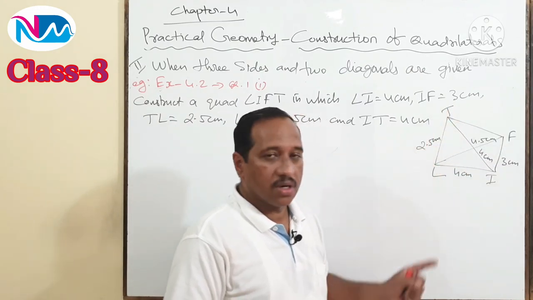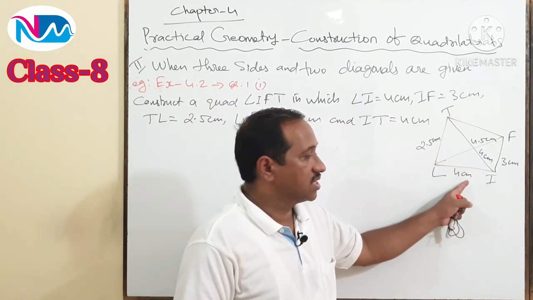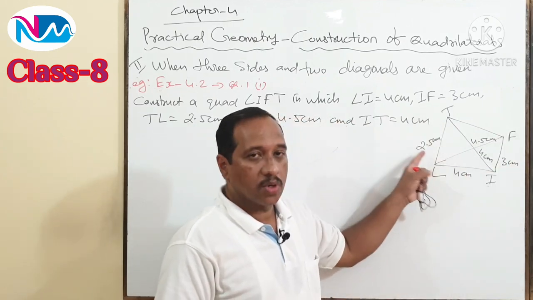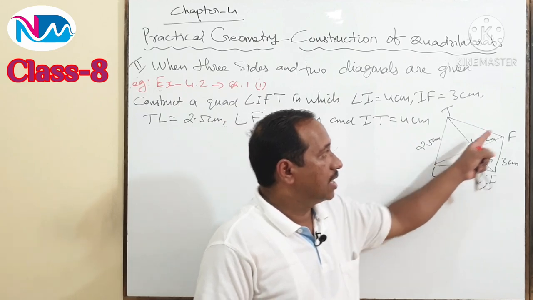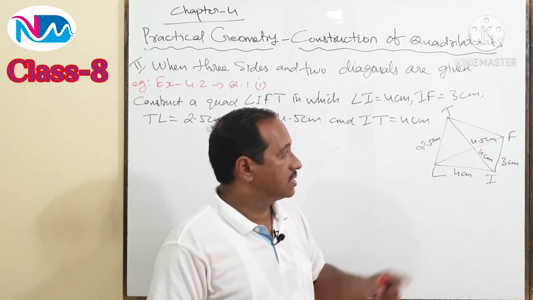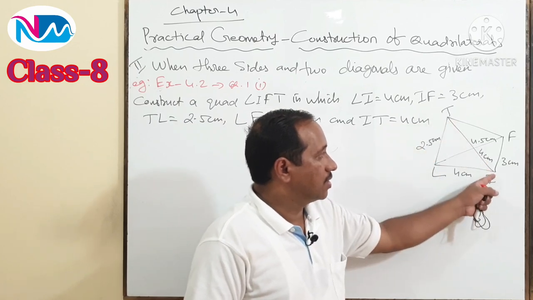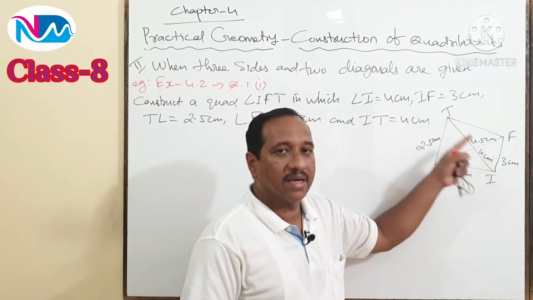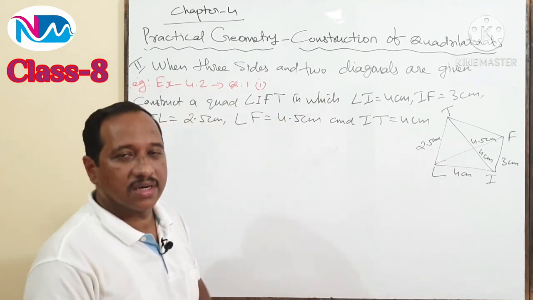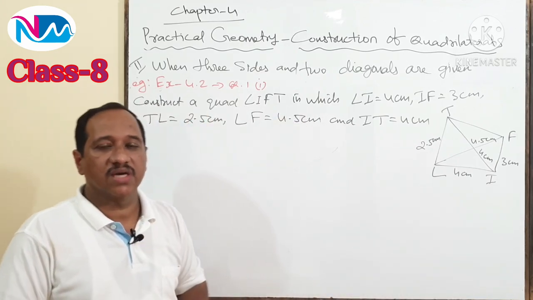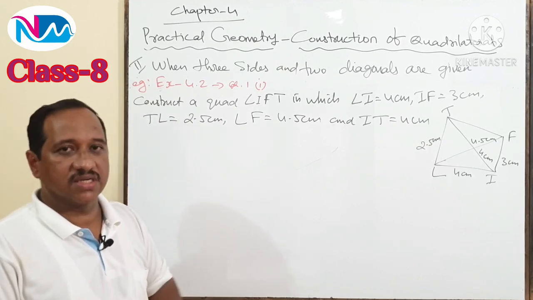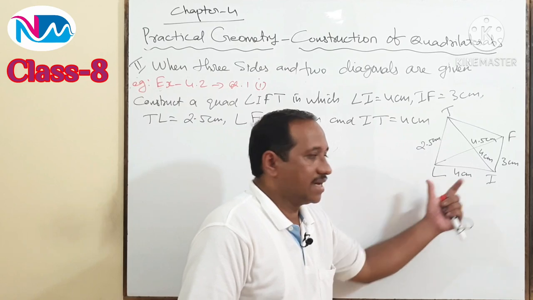Quadrilateral LIFT is drawn with LI 4 cm, IF 3 cm, TL 2.5 cm, LF which is a diagonal 4.5 cm, and TI or IT that is also a diagonal, 4 cm. So this is the construction of a quadrilateral when three sides and two diagonals are given. Here I start the construction with the side LI.